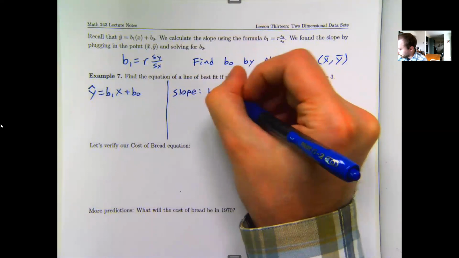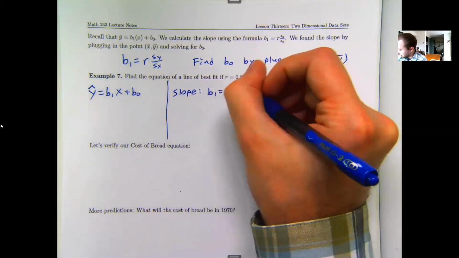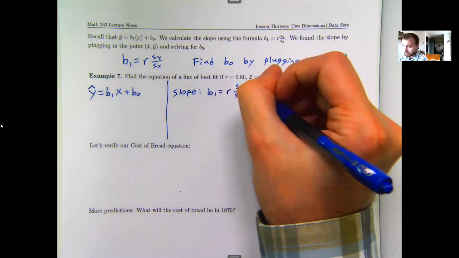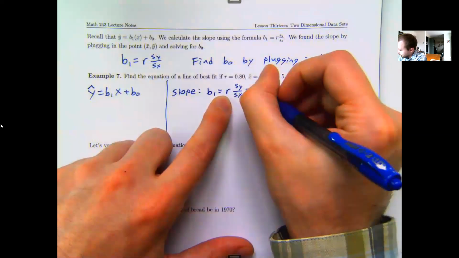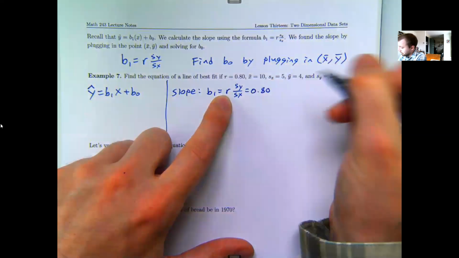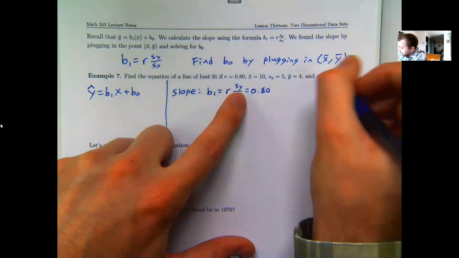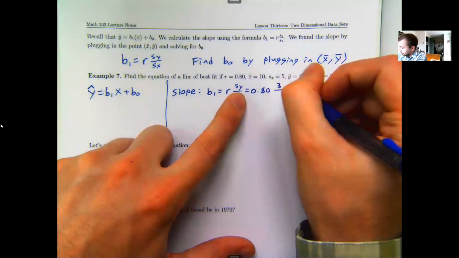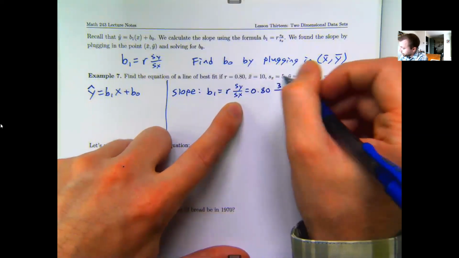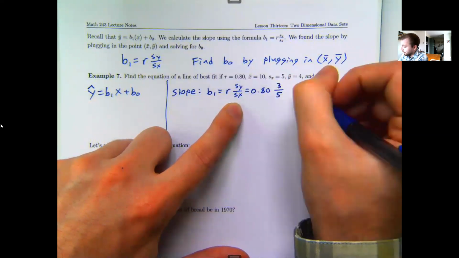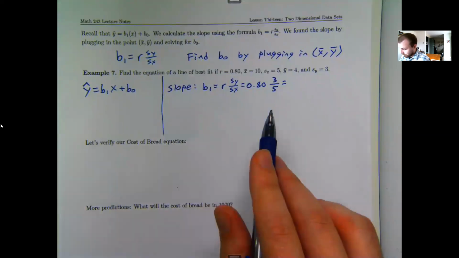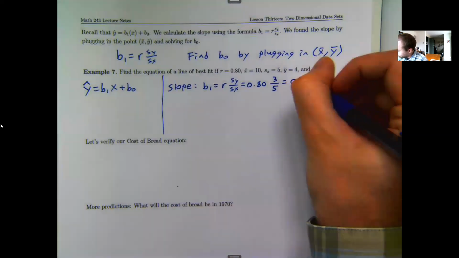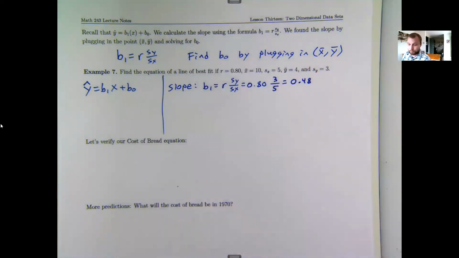My slope, b1, is I'm going to take my r. I'm going to multiply this by the change in x on the bottom, then the change in y on the top. R for this problem is 0.8, so this tells me that my line is increasing. My rise, or my change in my y values, is 3. And my change in my x values here is 5. Typing this into a calculator, I have 0.8 times 3 over 5. This gives me 0.48 for my slope.